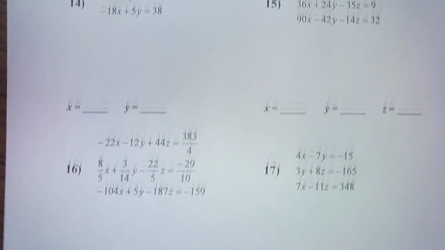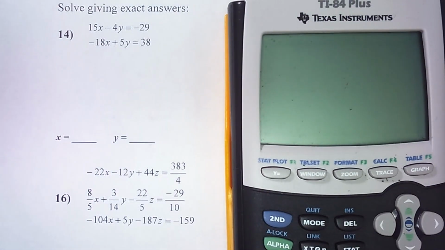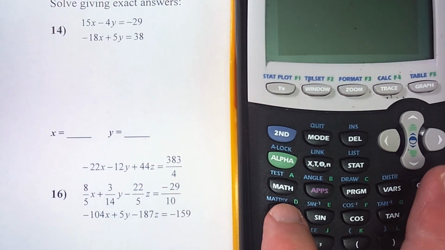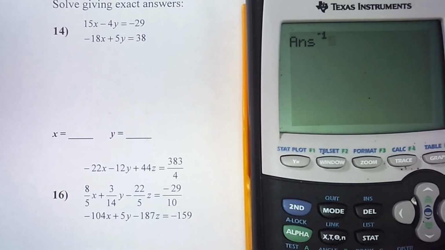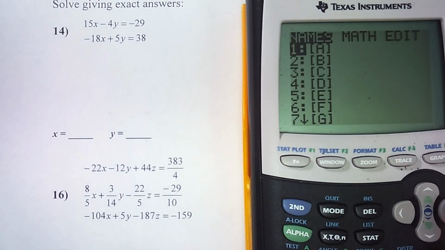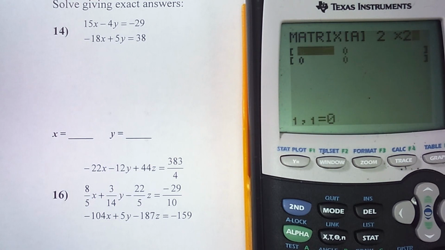Okay, solve giving exact answers. I'm going to use matrices to solve these. So we'll press second and matrix, that's this inverse button. And when we are in matrix, we are going to go to edit matrix 1. And because this is a 2 by 2 system, we'll do 2 by 2. And we have 15, negative 4, negative 18, 5.